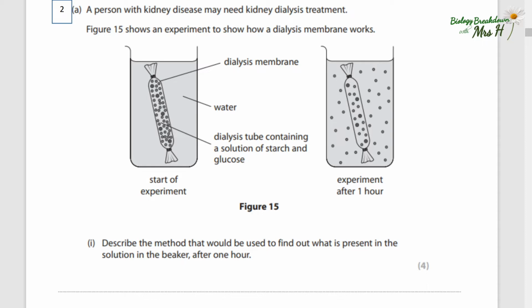We can see that some of those molecules have actually moved out of the tube and into that solution in the beaker. Describe the method that would be used to find out what is present in the solution in the beaker after 1 hour. So you know you've got starch and glucose in the tube. We know that some of the molecules are going to move out into the solution.